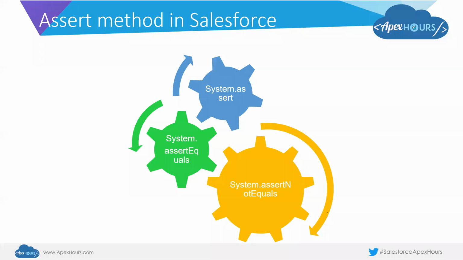And then we have System.assertEquals. This method has different signatures. Some methods require 3 parameters, and one method requires 2 parameters. So based on your requirement, you can use that. I will show you the use of both these methods.